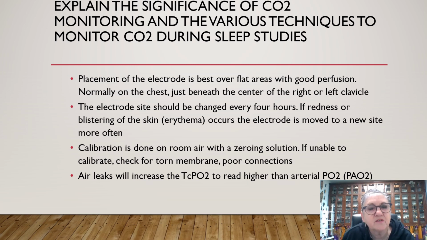The electrode site should be changed every 4 hours, and if redness or blistering occurs, the electrodes are moved to a new site more often. Calibration is done on room air with zeroing solution. If unable to calibrate, check for a torn membrane or poor connections. Air leaks will cause the transcutaneous PO2 to read higher than the arterial PO2.